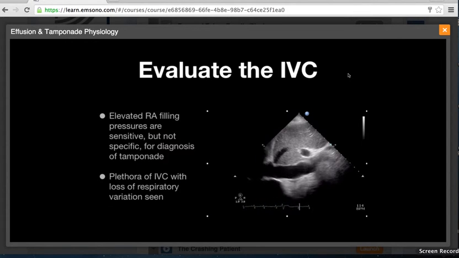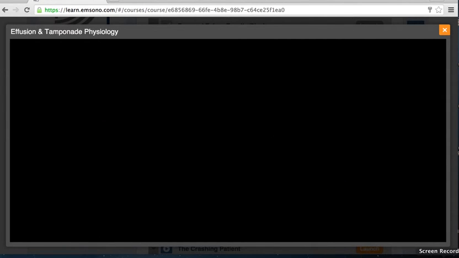What you'll frequently see with tamponade physiology is elevated right-sided pressure, so you'll see a plethoric or dilated inferior vena cava with loss of respiratory variation. Here you have a dilated inferior vena cava, and as the patient sniffs, there's very little respiratory variation seen. So this is another finding that's supportive of the diagnosis of tamponade physiology, but it is not specific. This concludes the pericardial effusion and tamponade physiology lecture.